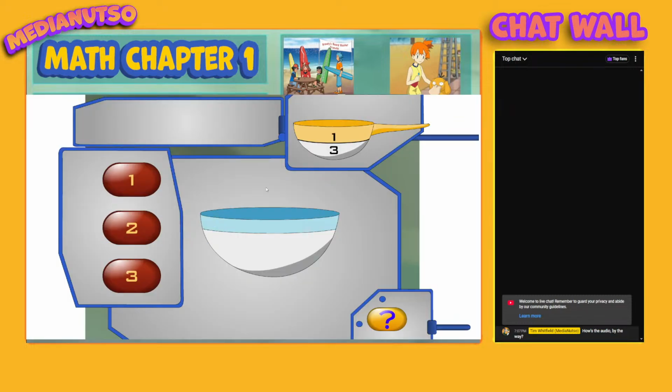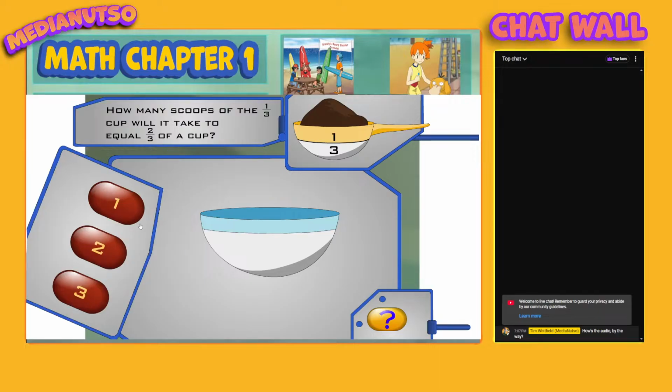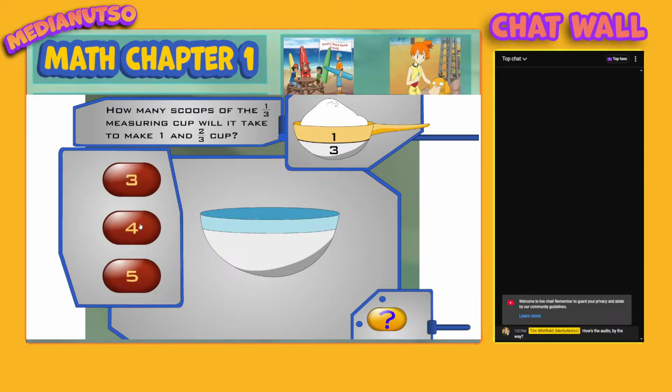Okay, let's bake this cake. How many scoops with the 1/3 cup will it take to make 2/3 of a cup? Awesome! Now I need to add 1 and 2/3 cup of sugar. How many scoops with my 1/3 measuring cup will it take to make 1 and 2/3 cup? Yeah, that's right!